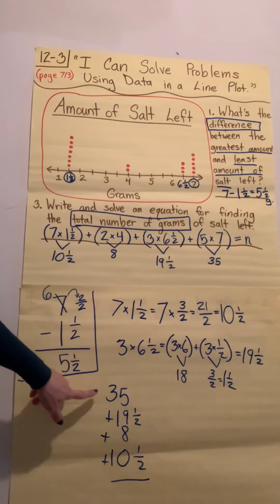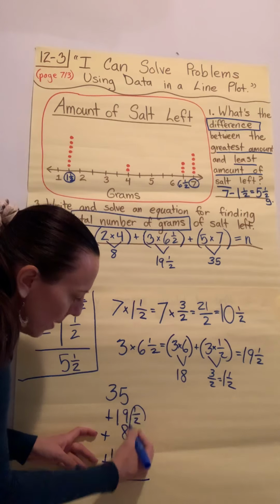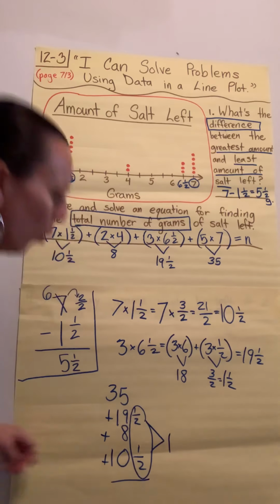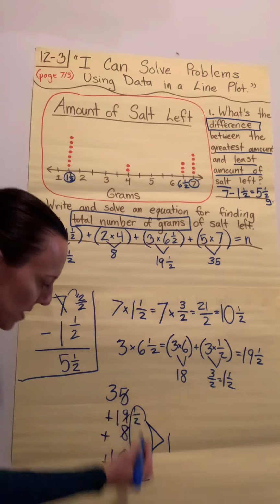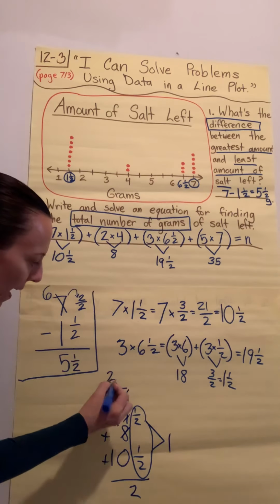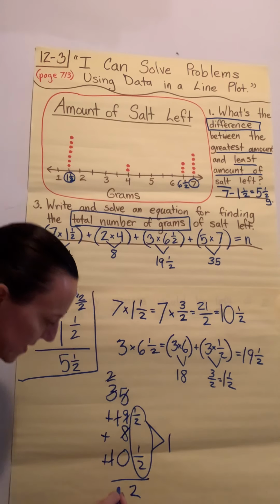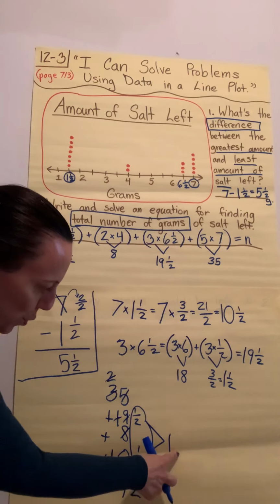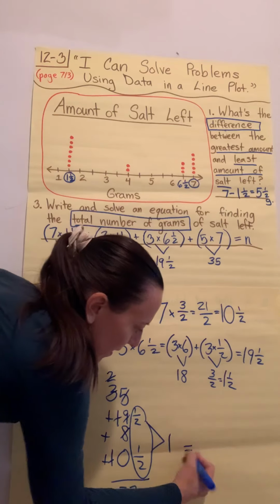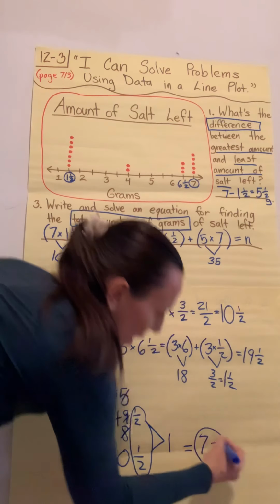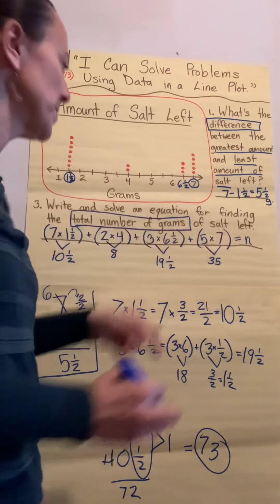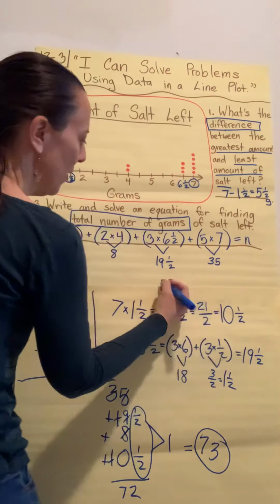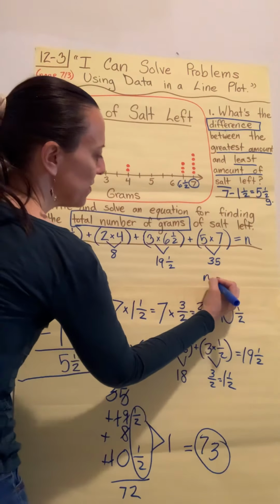So now my 2 halves come together. That equals 1 whole. And then here I have 9 plus 8 is 17, plus 5 more is 22. Okay, that's 5, 6, 7. Looks like I have 72 plus that 1 extra. So I have a total of 73. Okay, so altogether my total number of grams of salt left, I had my equation, and now I just figured out that that equals 73 grams.